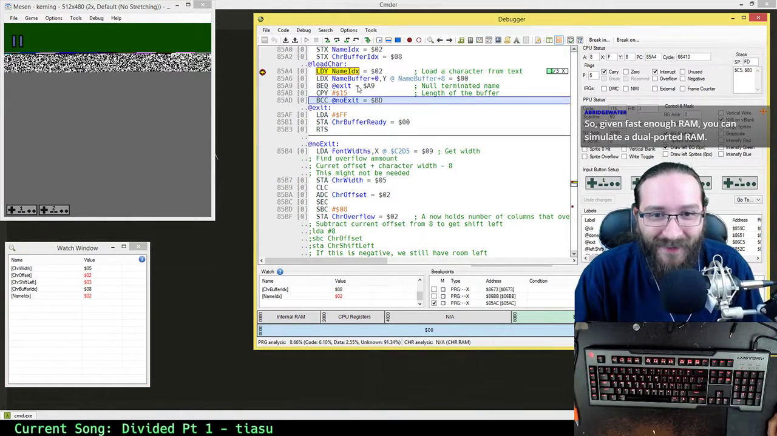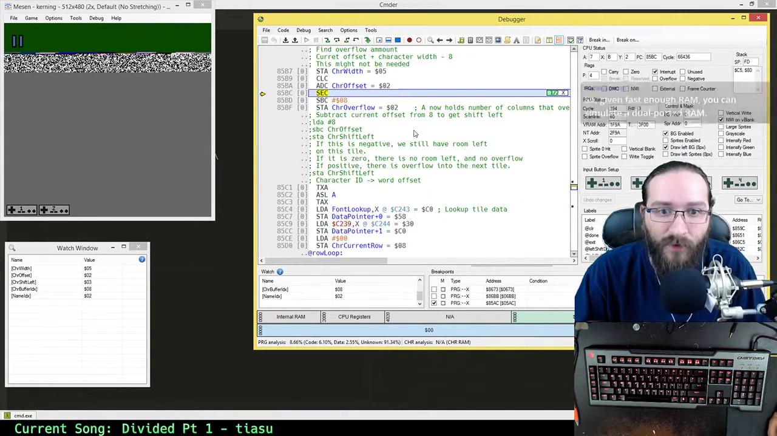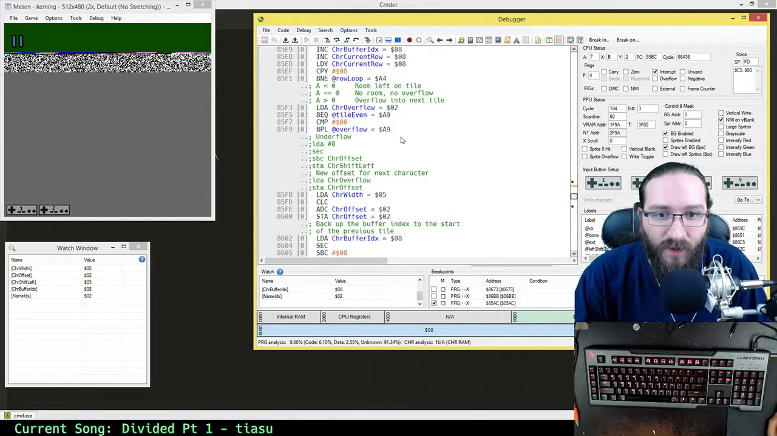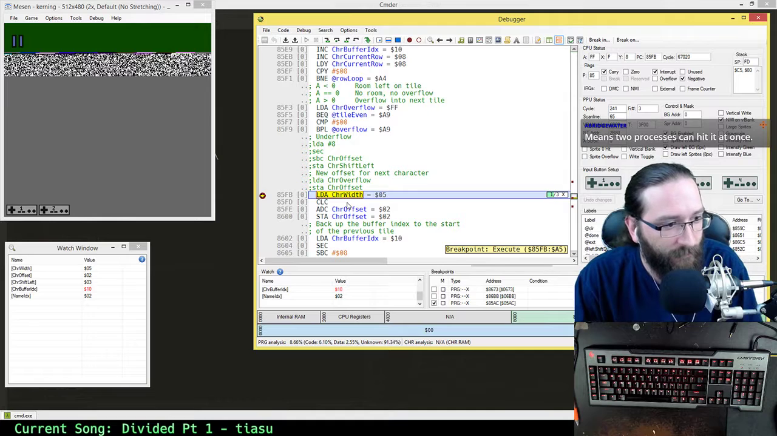Okay, so we've got the name in there. Let's move down a little bit. Where did I? We're gonna drop a breakpoint there. Bam. 2 processes can hit it at once. Okay.